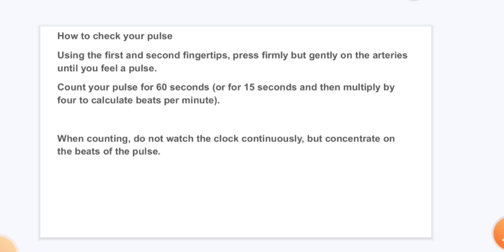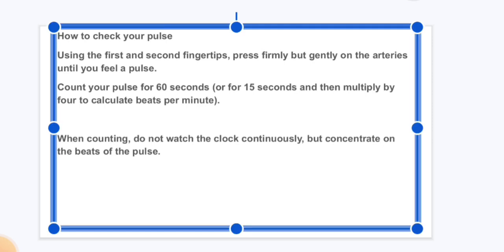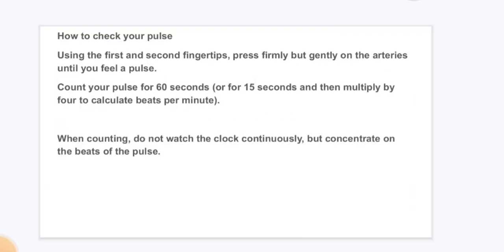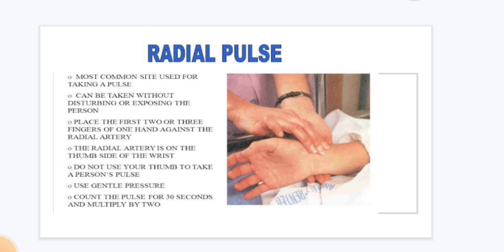Then when counting, do not watch the clock continuously but concentrate on the beats of the pulse. That is very important. When taking the pulse, do not watch the clock, concentrate on the beat of the pulse. So these are the steps for checking the radial pulse. The radial pulse is the most common one used, and it can be taken without disturbing or exposing the person.